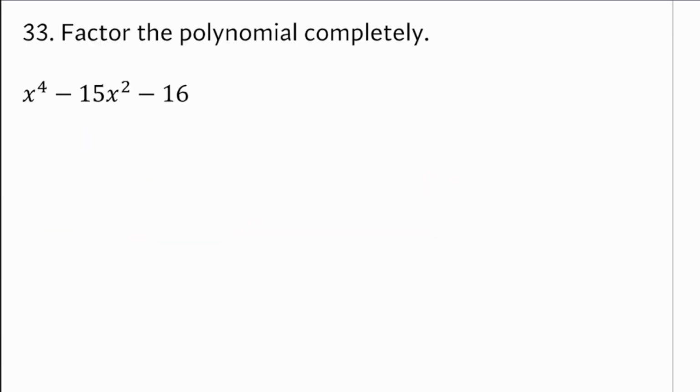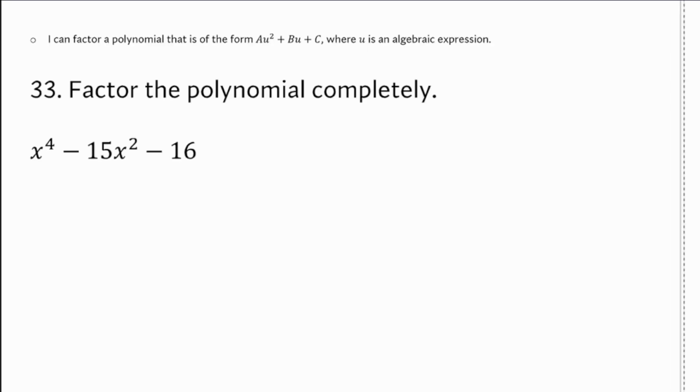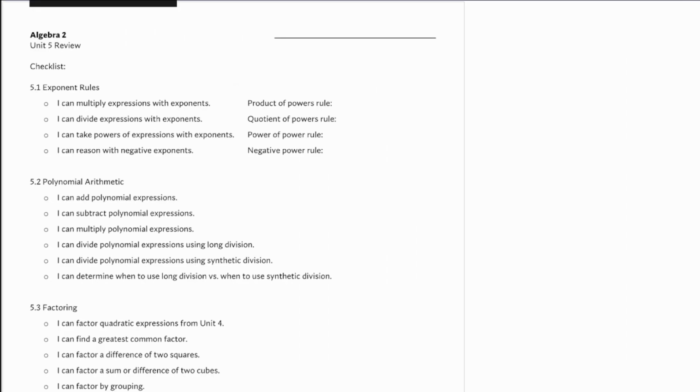Okay, now this one, I made sure to put one of these on there. So on the checklist, I'm going to actually just copy this in. On the checklist, it said, I can factor a polynomial that is of the form au squared plus bu plus c, where u is an algebraic expression, and that's a little more technical than I would try to be with explaining to y'all what you need to be able to do. This is what I'm talking about. Oh, no, that's not what I'm looking for.